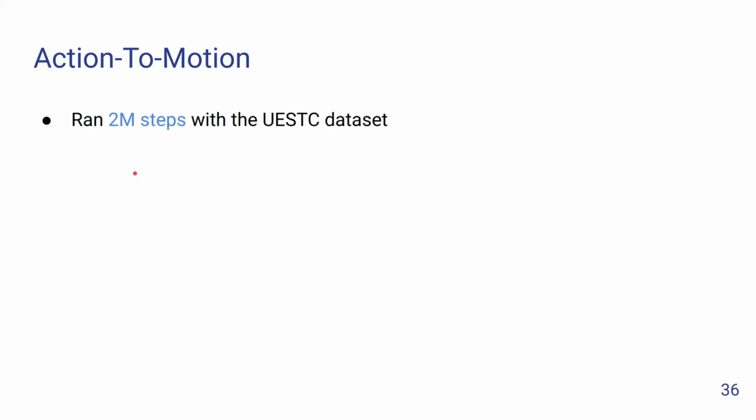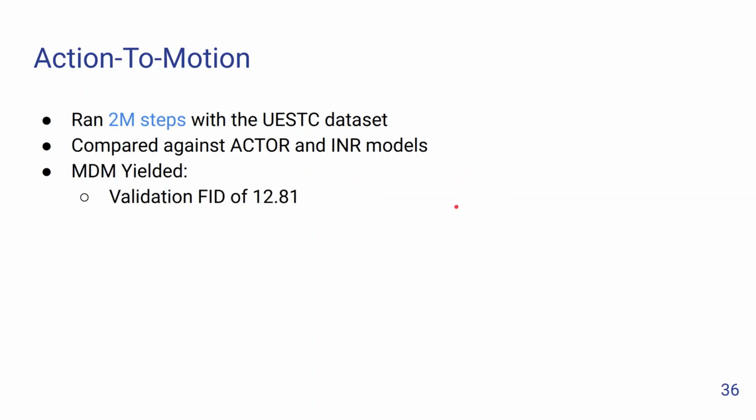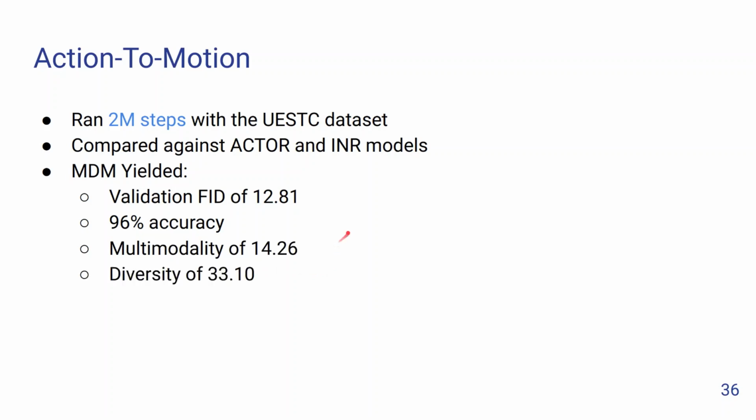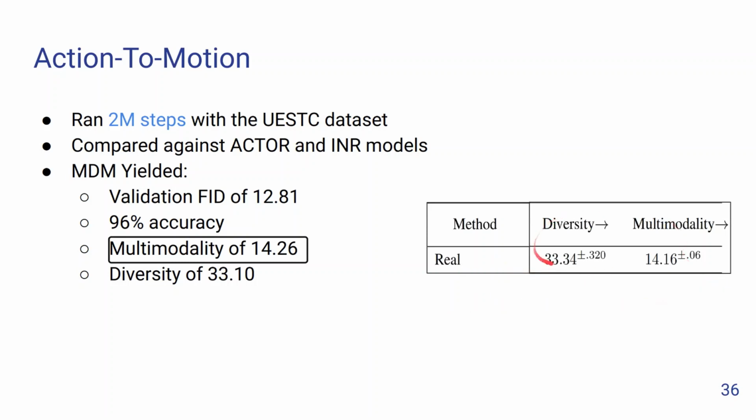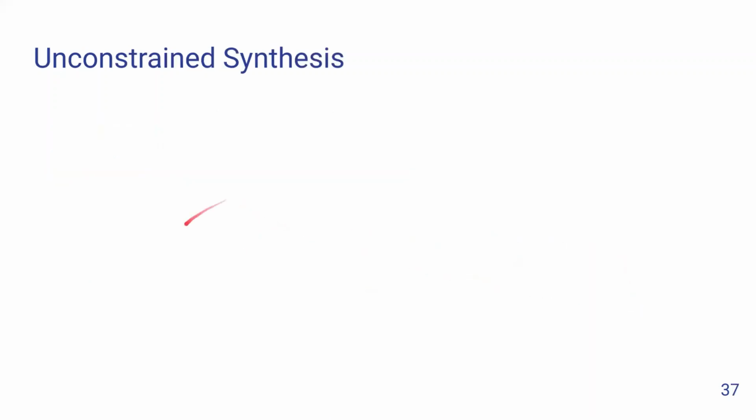For the second data set, they ran 2 million samples with the UESTC data set and compared it with just the actor and INR models, and the MDM yielded a validation FID of 12.81, which is the best amongst the other models that it compared against, and 96% classification accuracy, multimodality of 14.26, a diversity of 33.1. And then here is the ground truth with newer values because of the change in the data set here. So notice the diversity is pretty close to the ground truth.